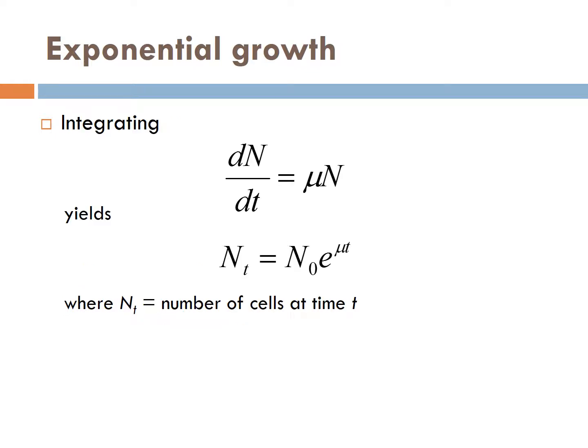To solve the equation, we integrate it. That yields n sub t equals n sub 0 times e to the mu t, where n sub t is the number of cells at time t, and n sub 0 would be the number of cells at time 0. This is the general equation for exponential growth, and one that you've probably seen in previous classes.